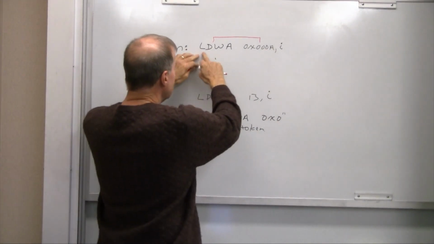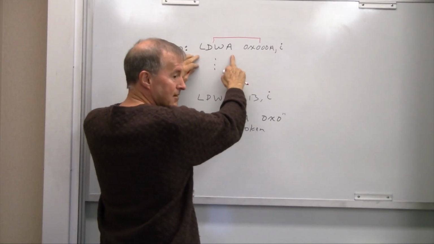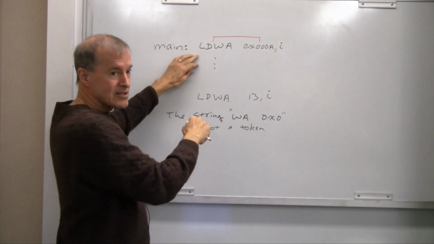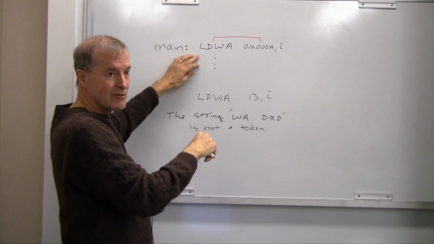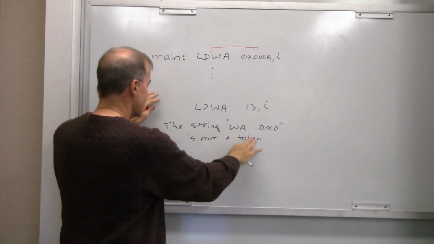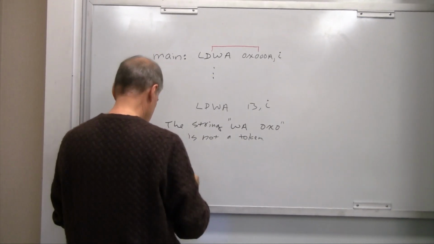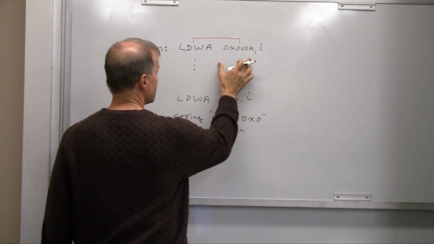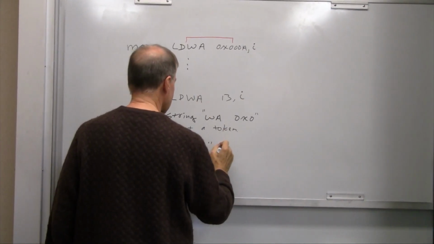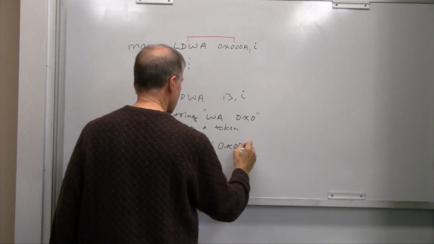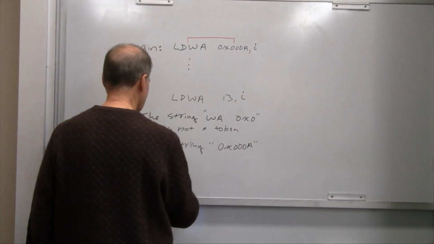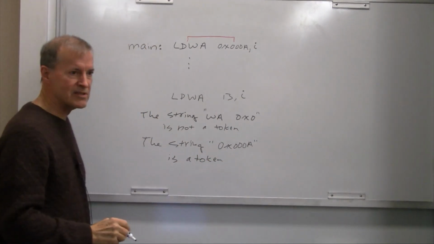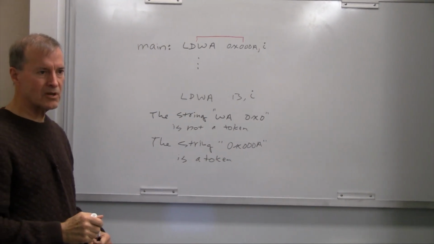And what about LDWA? That's a token, because that has meaning as a group. Because LDWA is an instruction mnemonic. Does everybody see? So the string WA space 0x0 is not a token, but here's another token, the string 0x000a. The string 0x000a is a token. So does everybody see what a token is?